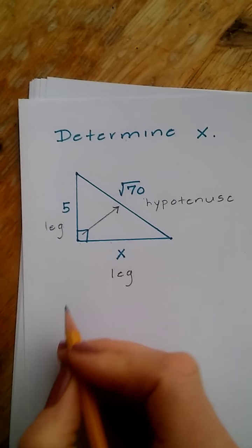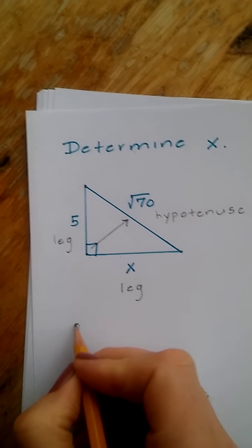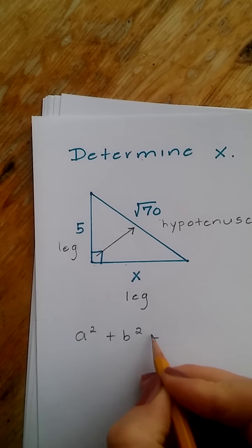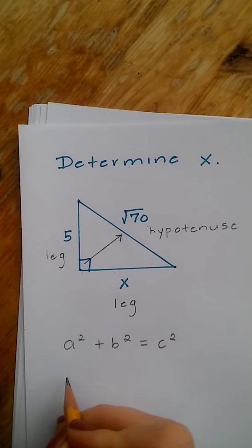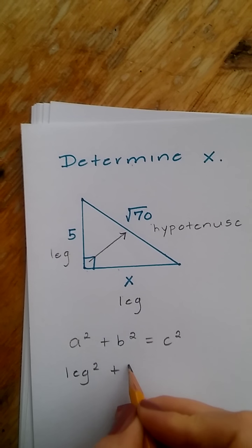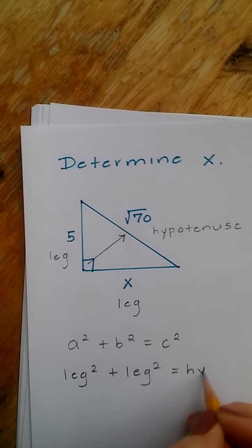My perspective is a little off, so please forgive me here again. Pythagorean theorem: a squared plus b squared equals c squared. Or leg squared plus leg squared equals the hypotenuse squared.